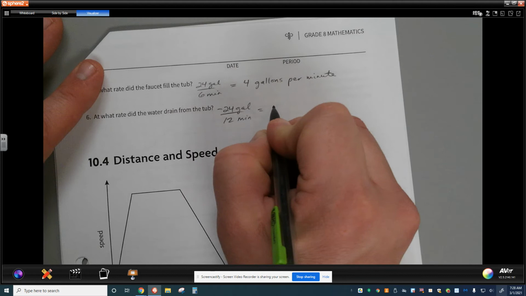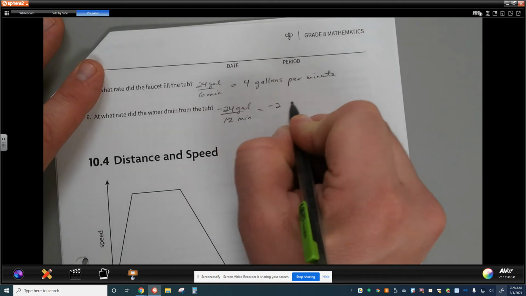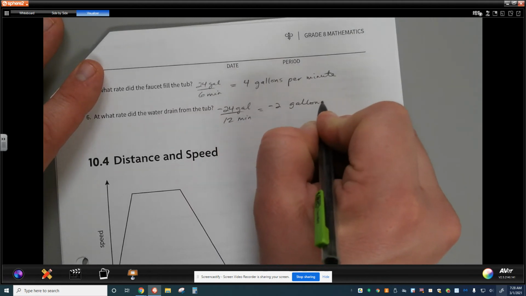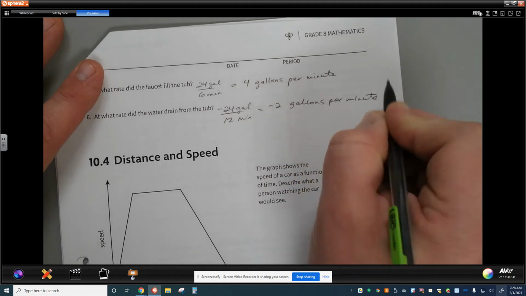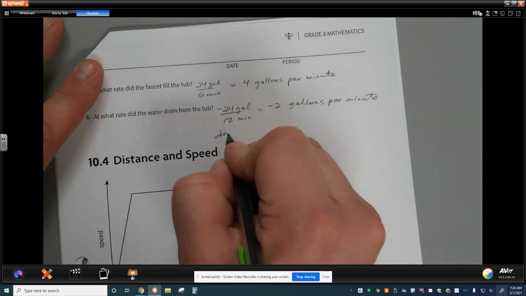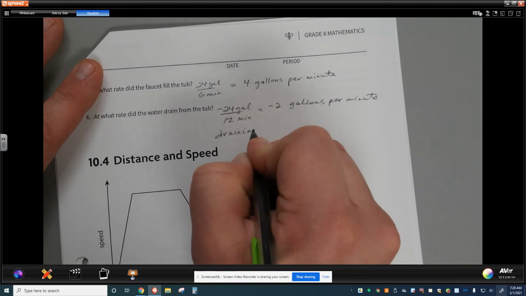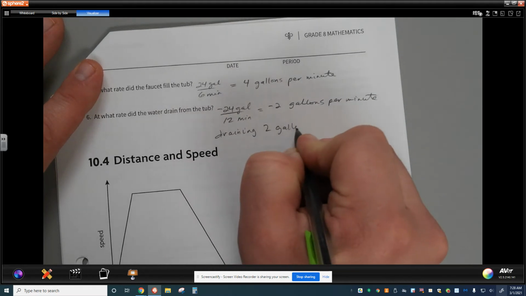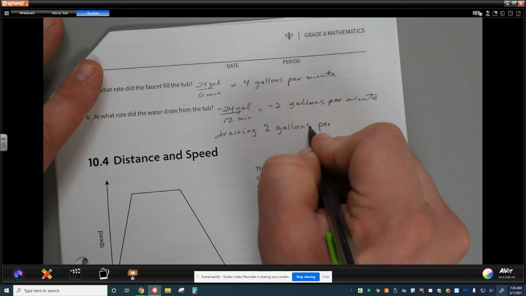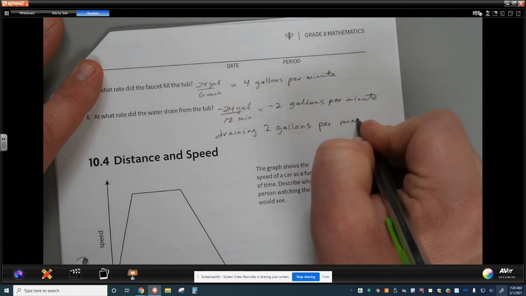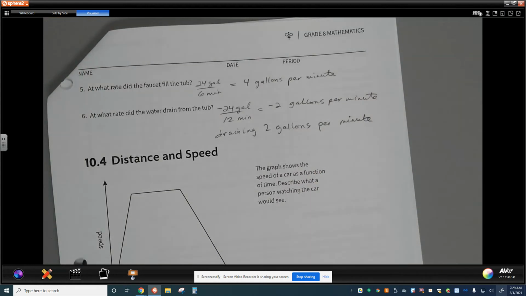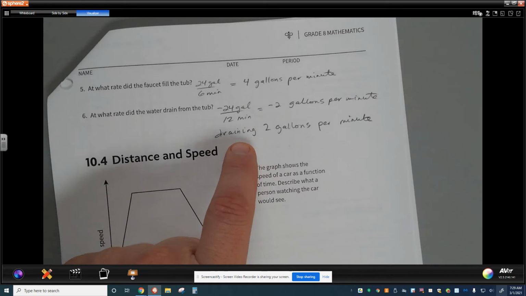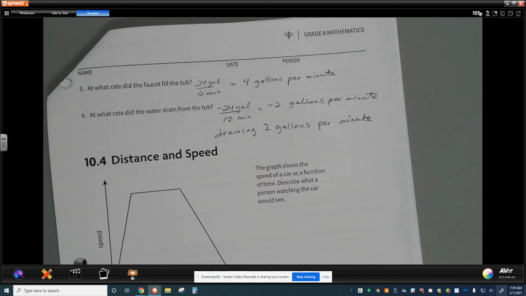That means that we're talking about negative 2 gallons per minute. Now you might be thinking, what do you mean negative? How can you have negative gallons? Well, what we're talking about here is we would just say draining 2 gallons per minute. When we're noting this mathematically, we have to understand that the negative number will exist, but then we have to interpret it as draining water at 2 gallons per minute.